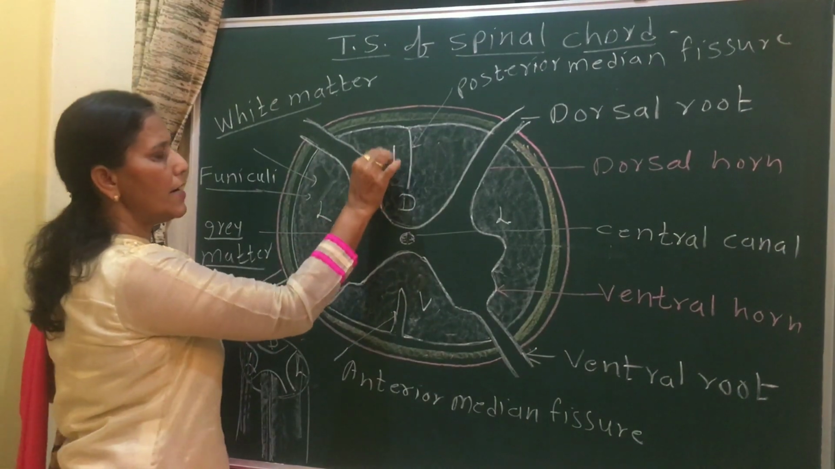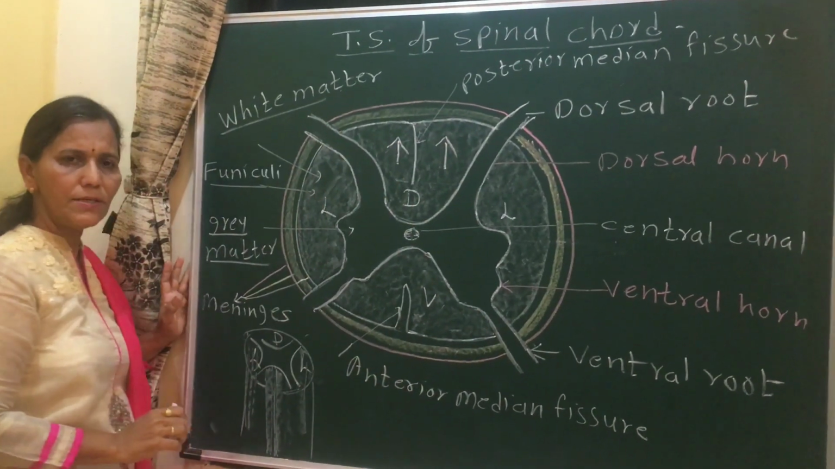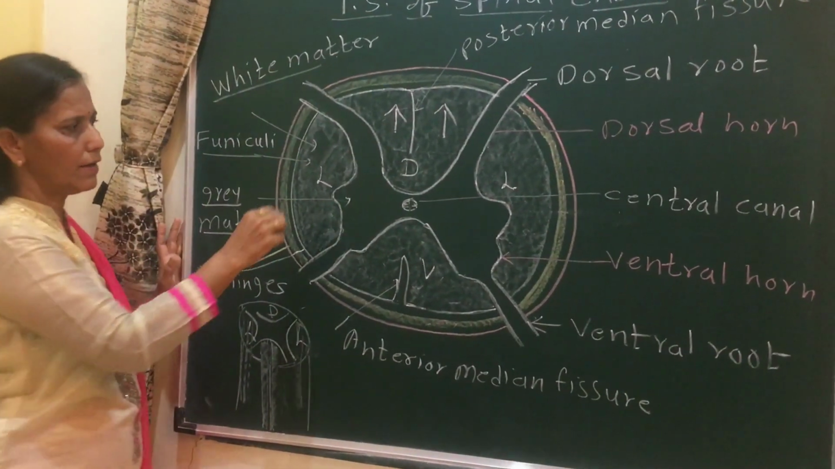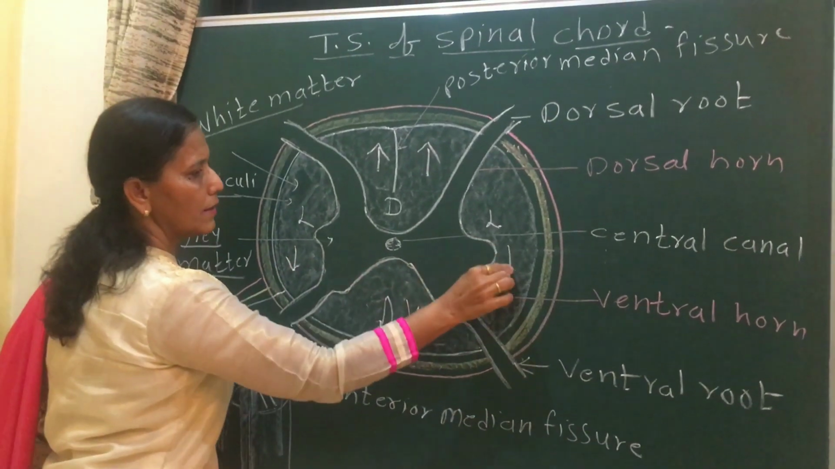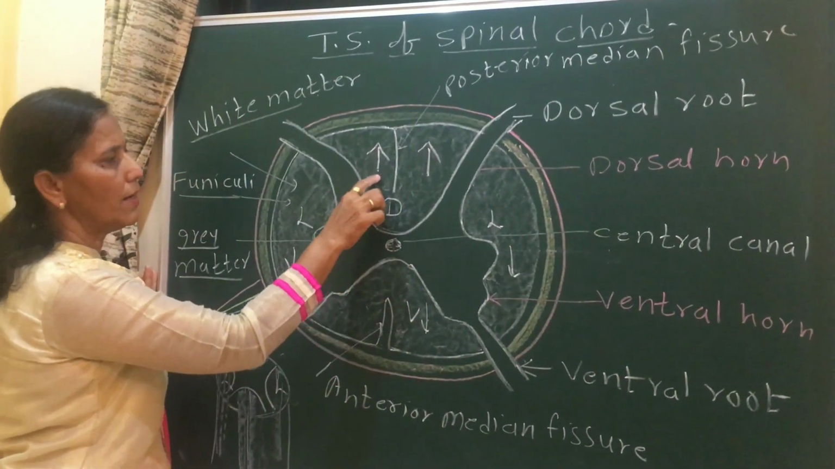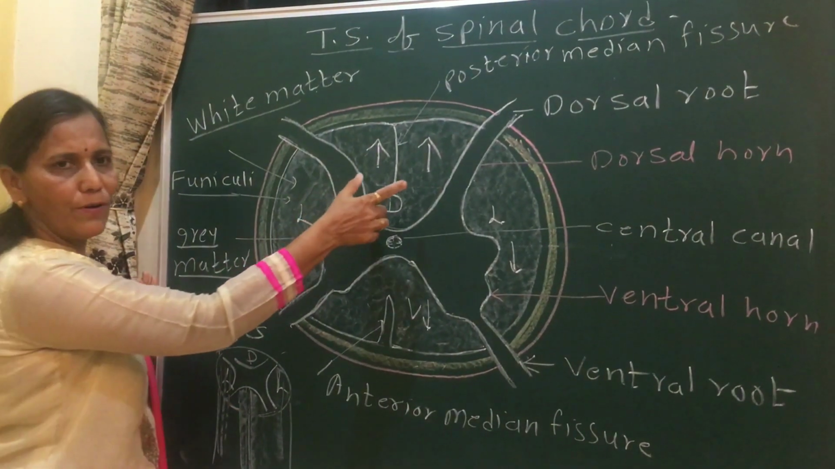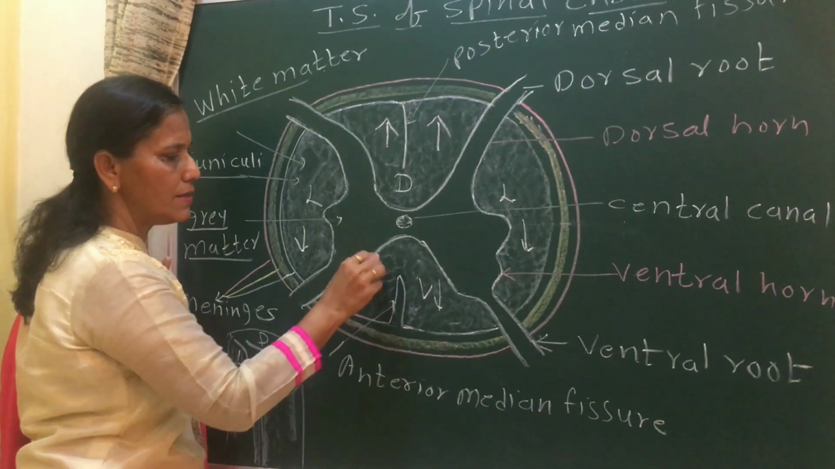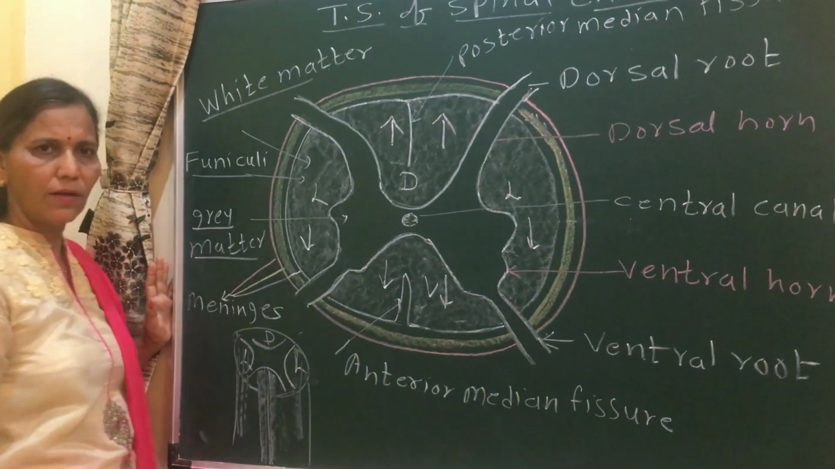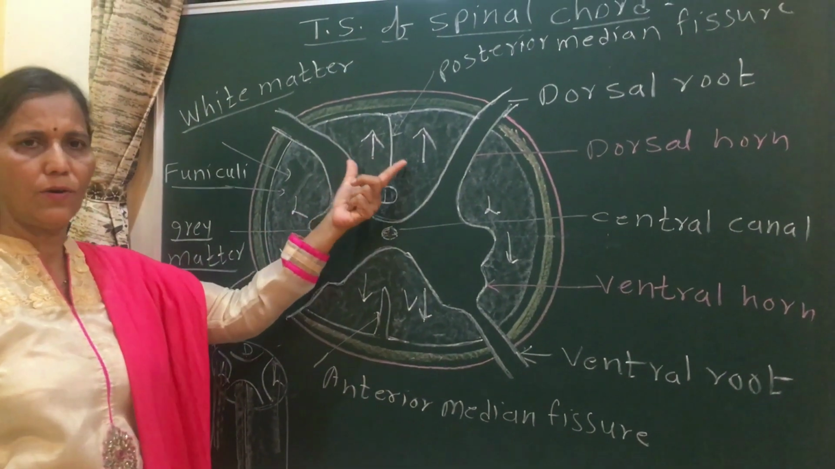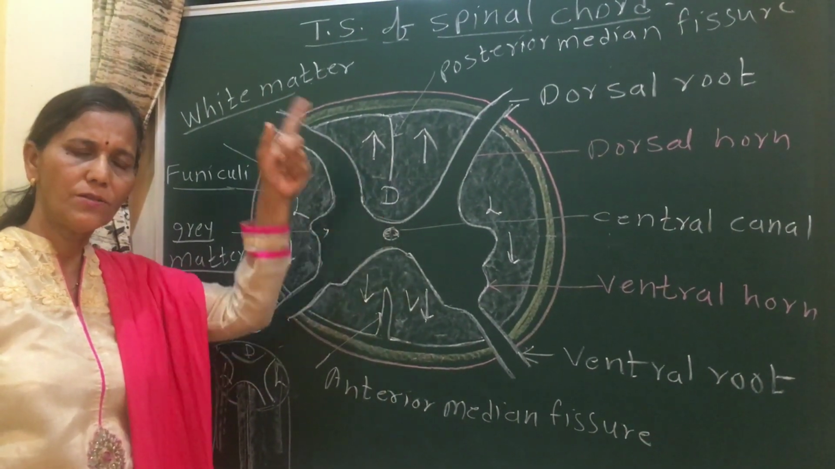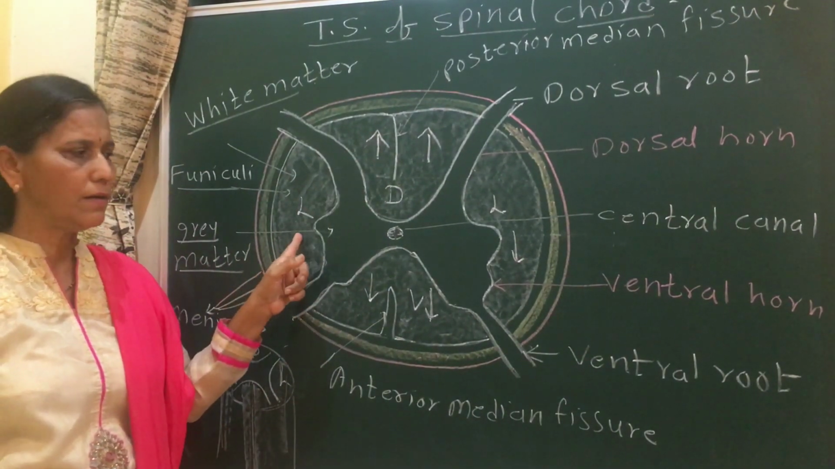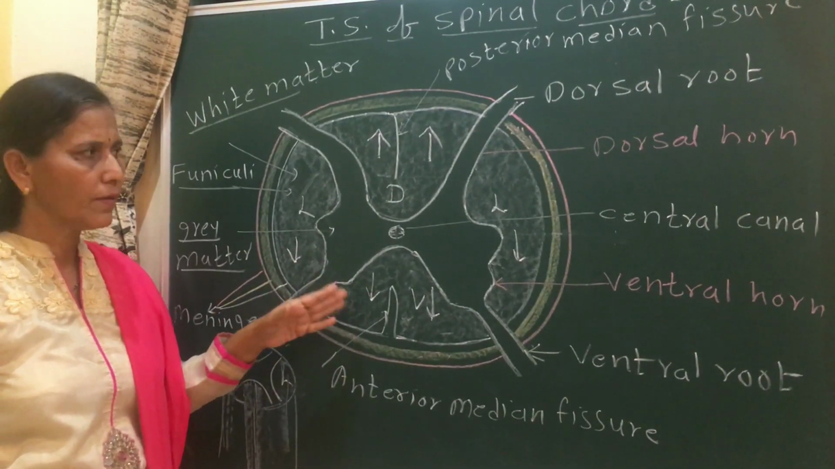Dorsal funiculus consists of ascending sensory neurons, meaning they run from receptor to brain, and lateral and ventral consist of descending motor neurons. You already studied sensory neurons, which carry impulses from sense organs to the central nervous system, and motor neurons, which carry motor impulses from the central nervous system up to the effector.